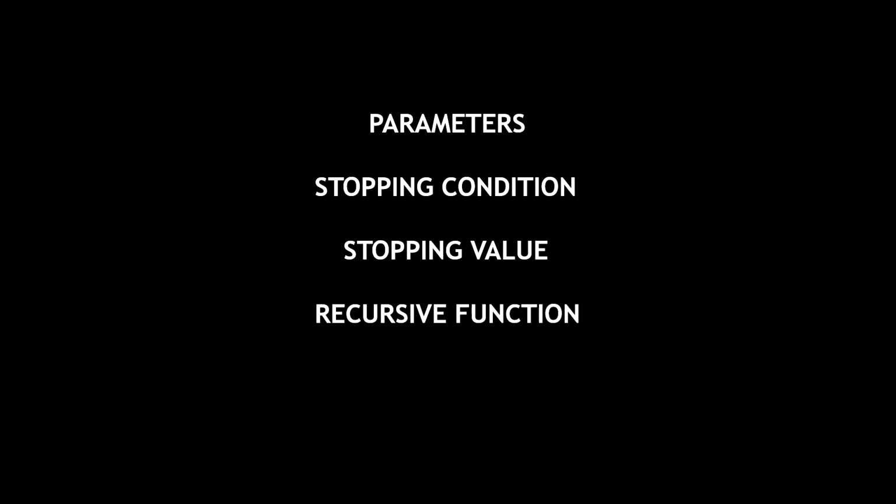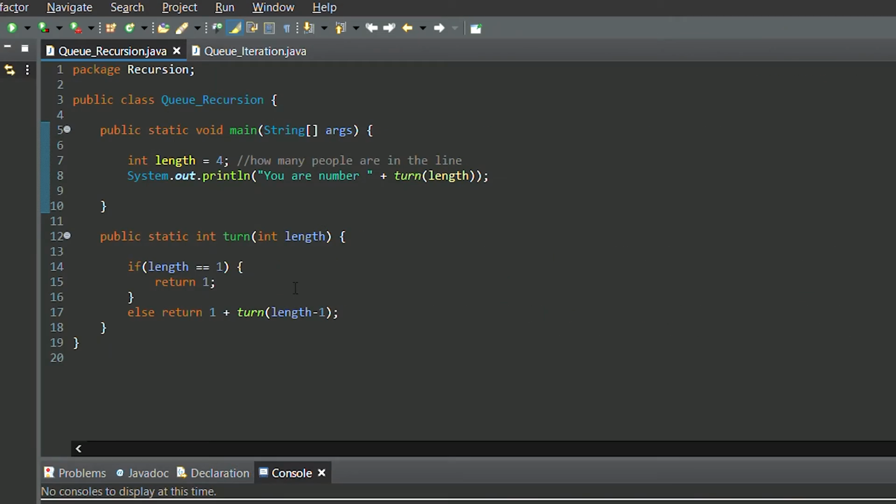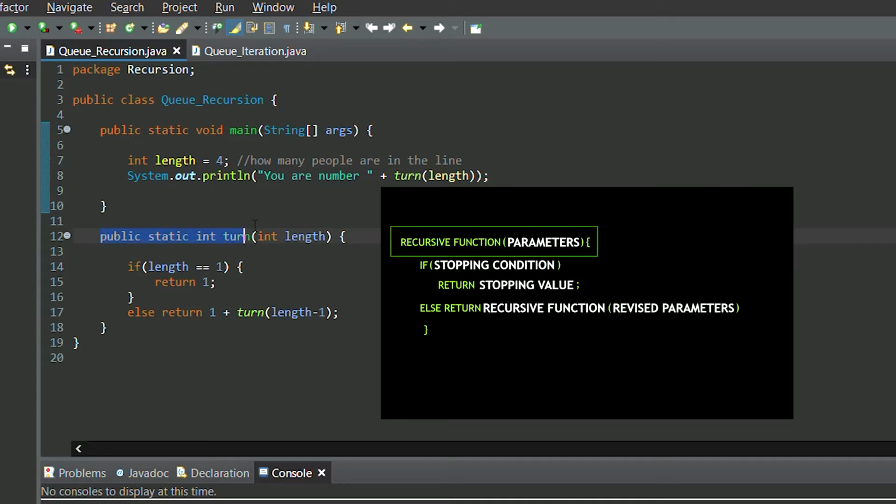To write a recursive function, you need parameters, stopping condition, stopping value, recursive function, and revised parameters. And this is our general form. This is the code for the previous example. And this is our recursive function of the code.